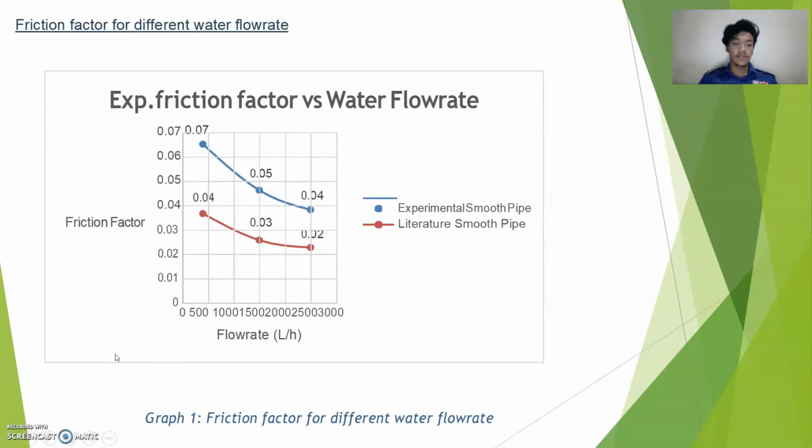Graph 1 shows the friction factor for different water flow rates. When the flow rate increases, the velocity also increases at the same rate, but the head loss increases in relation to the square of the velocity. So the increase in loss is very quick.